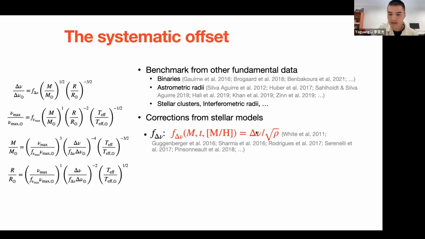The way to do that is that we can solve the oscillation frequencies given the stellar model, and then use these frequencies to calculate the delta nu. And then this delta nu can be compared with the mean density of this model, which yields the F delta nu correction factor. The good thing about this method is that now you can map this F delta nu as a function of stellar mass, age, and metallicity, or you can just map it as any combination of observables you want.